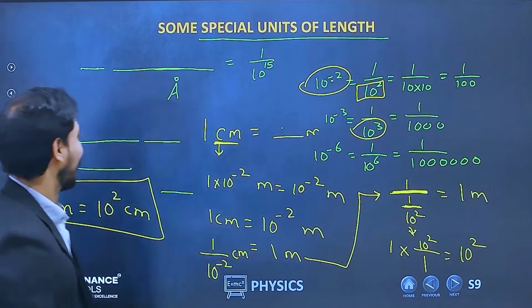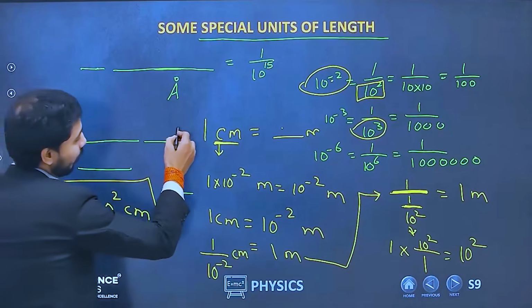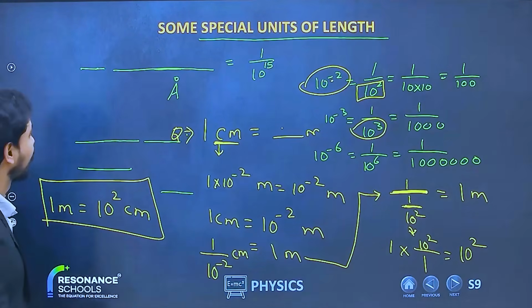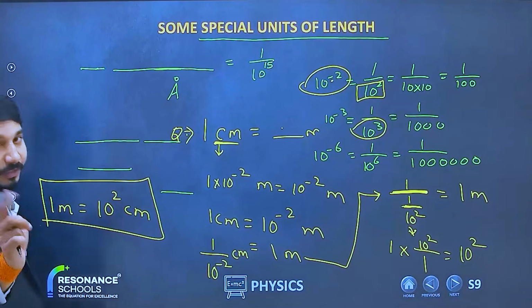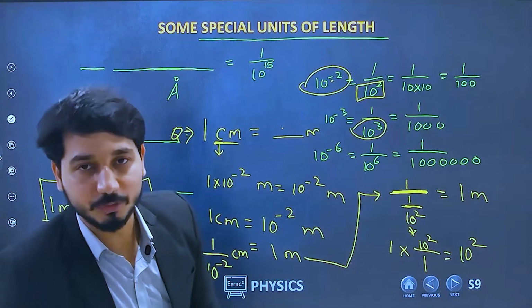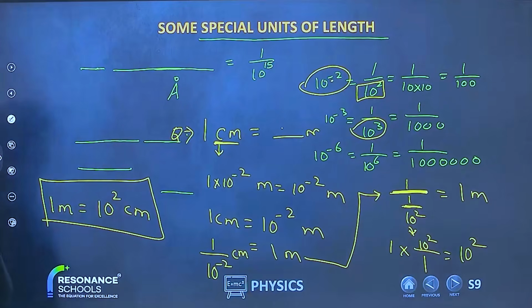Okay. Now moving ahead, similarly, suppose this is our question: 1 centimeter is equal to how much meter? Now some of you have doubt in angstrom. There is a unit called angstrom. So 1 angstrom is equal to 10 to the power minus 10 meter.